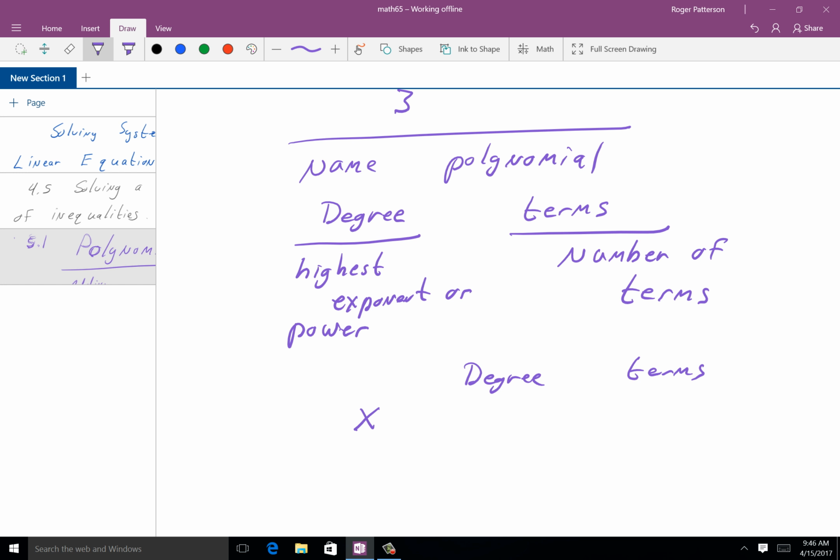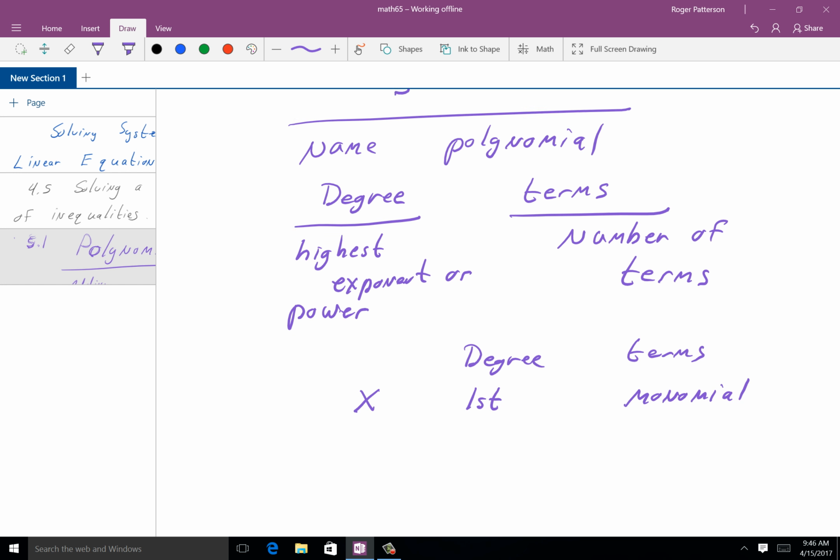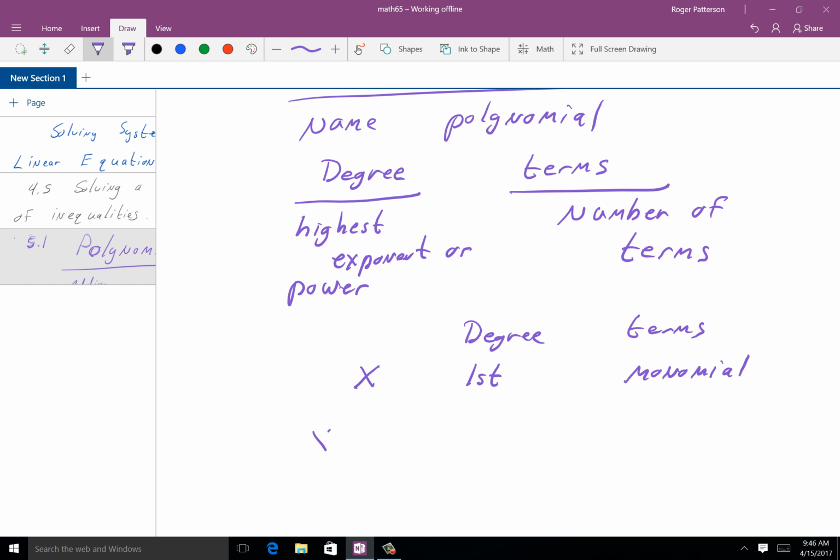x. All right? So that's just a first degree because the power on the x is 1. So we call that a first degree polynomial, though not very often. And it's just a monomial because mono means 1. If I go like this and I have x squared plus 3, then this would be a second degree polynomial because the highest power on it is 2. Does that make sense?